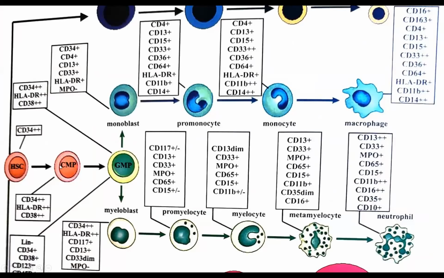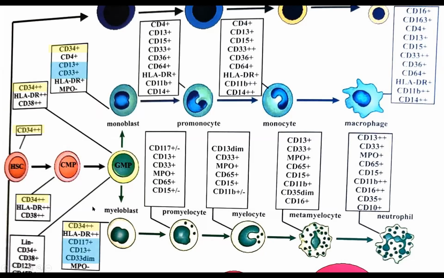Hematopoietic stem cell, common myeloid progenitor, granulocyte-monocyte progenitor goes to monoblast, promonocyte, monocyte, macrophage, and over here to myeloblast, promyelocyte, myelocyte, metamyelocyte, and neutrophil. What it is showing is what kind of markers these cells have, how dim, how bright. As we know, CD34 is a blast marker, and it starts right from the hematopoietic stem cell, goes to the common myeloid progenitor, and also in the myeloblast and the monoblast. I hope you can see my arrow.